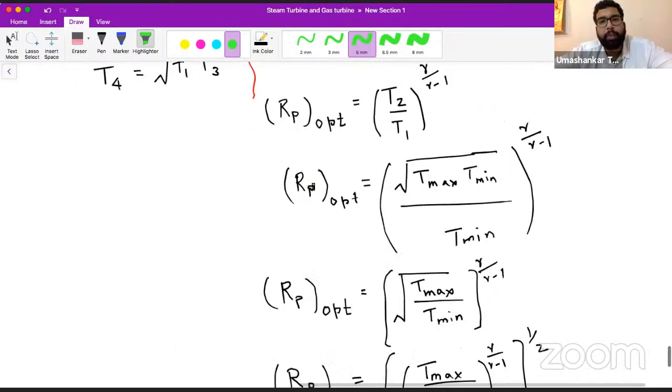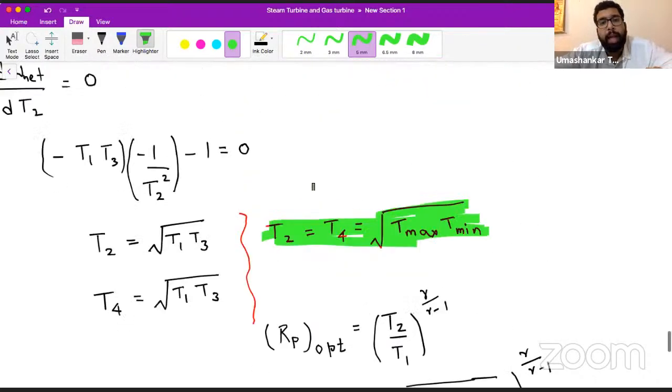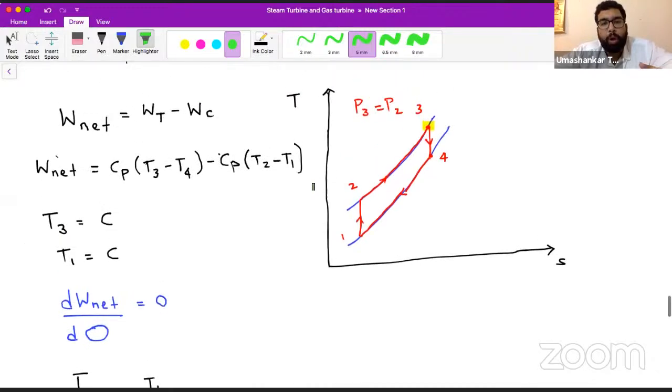Once you get T2 and T4, there is no need of learning or memorizing the formulas. You can go back and place the values of all the temperatures you have in the basic expression of work net. So is that clear?